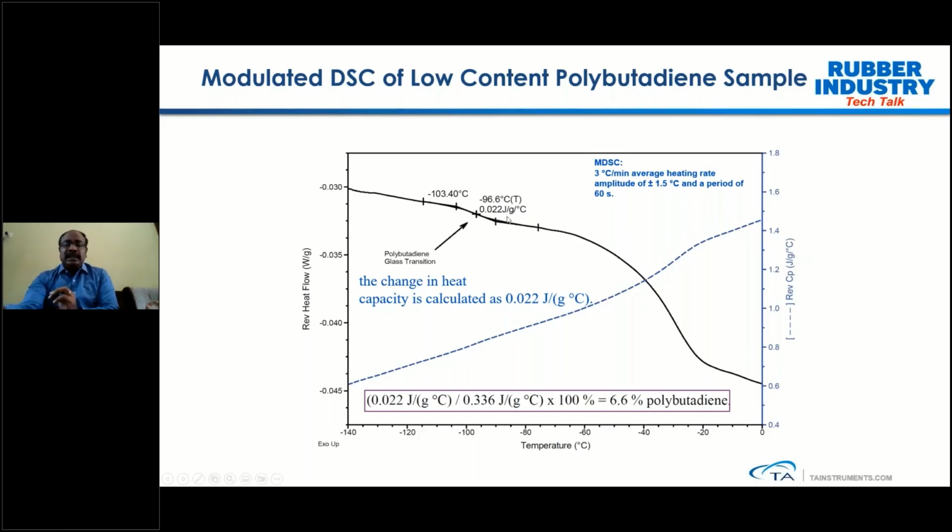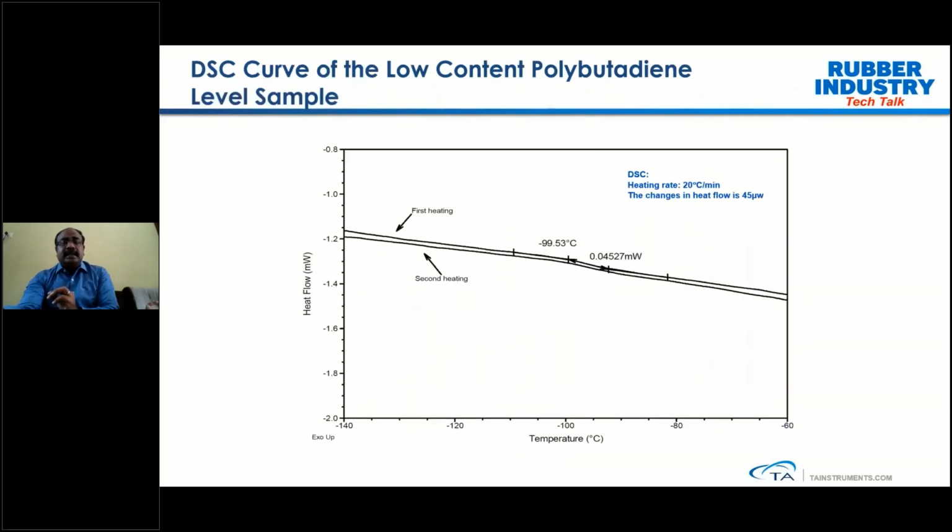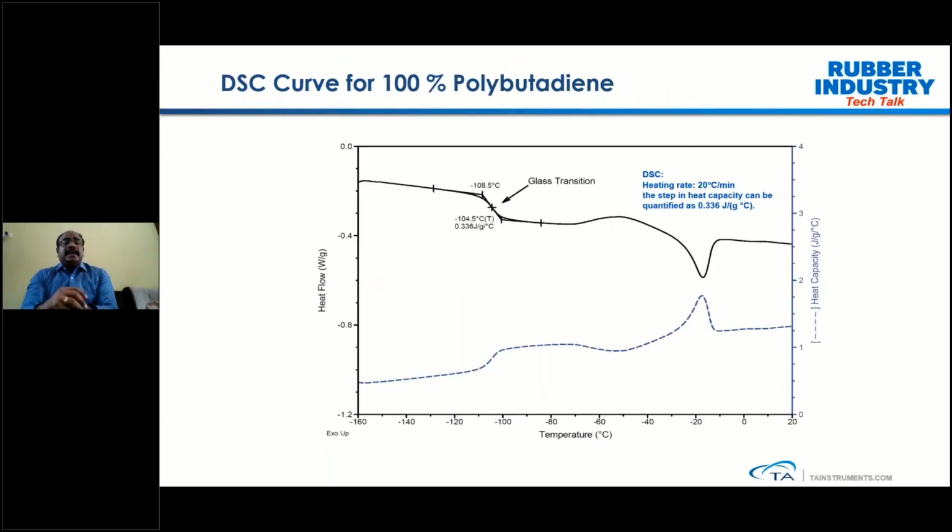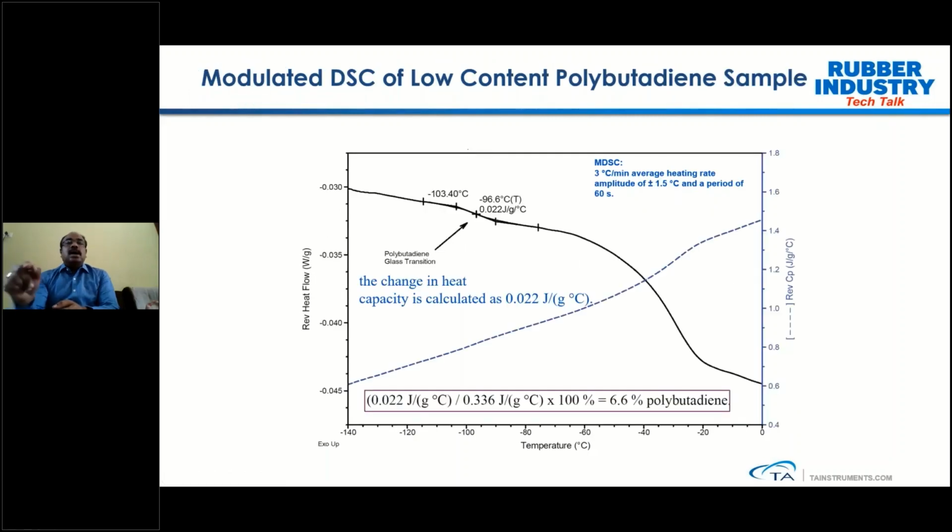And what we see, we could clearly see the step changes, and also we quantify how much the heat capacity changes. If you go back to my previous slide, I hope you are all able to see this slide. The step change is well pronounced, and we can see that clearly, and what we are getting is in the range of 0.336 joules per gram degree centigrade. And this is the total heat capacity change of 100% polybutadiene. When it comes to the blend, we are now measuring 0.022 joules per gram degree centigrade.